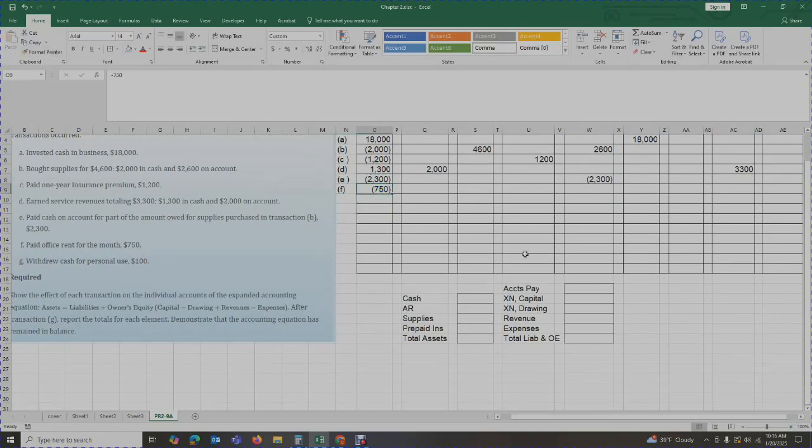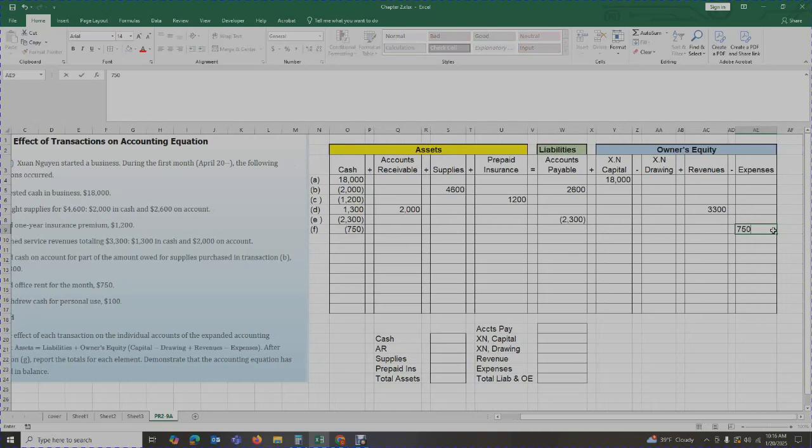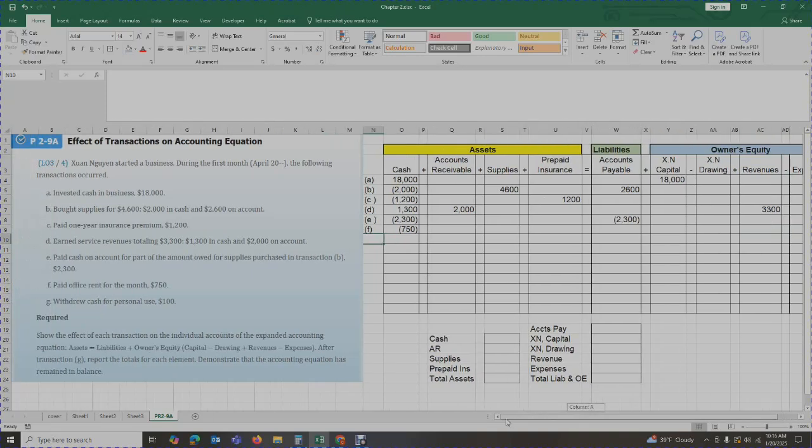Okay, and now what are we paying? We are paying the rent. Now, the rent, if you see, it has minus expenses. Okay, I'm not going to put the minus because it already has it on the equation. Okay, so I'm just going to put $750 for my expenses because it's minus $750. So you have to look at the accounting equation and figure out if you have to add or subtract. And in this case, it's minus $750. Okay, that is letter F.